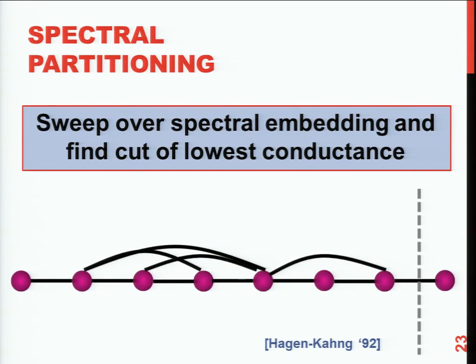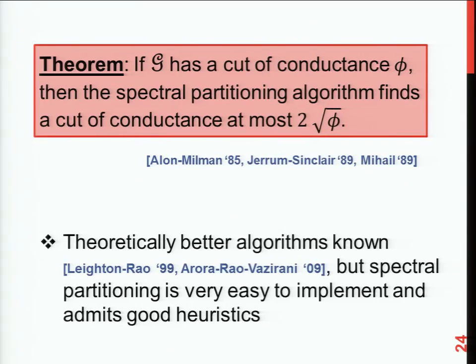This was heuristically proposed in '92, and then a formal result was found earlier in some other context, but it could be applied to this. So the theorem is this. If G has a cut of conductance phi, remember we are trying to find a cut of minimum conductance, then the spectral partitioning algorithm finds a cut of conductance at most 2 root phi. Phi is some number smaller than 1, so root phi is bigger than phi. So instead of finding phi, it finds something slightly bigger than phi.